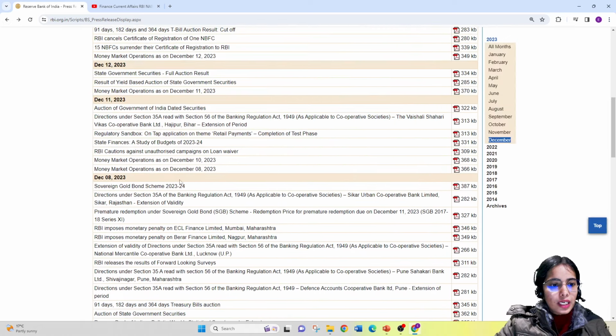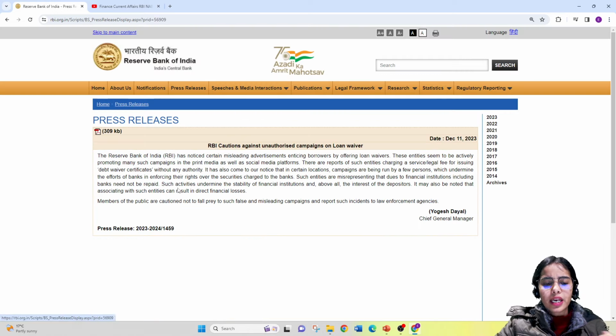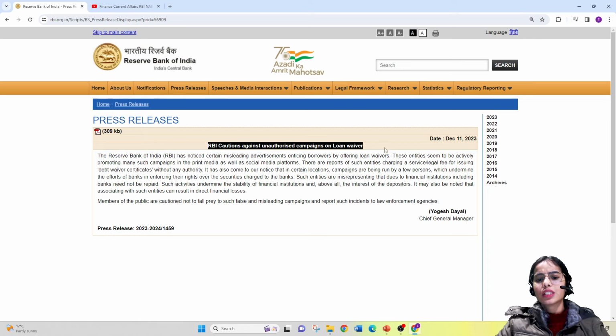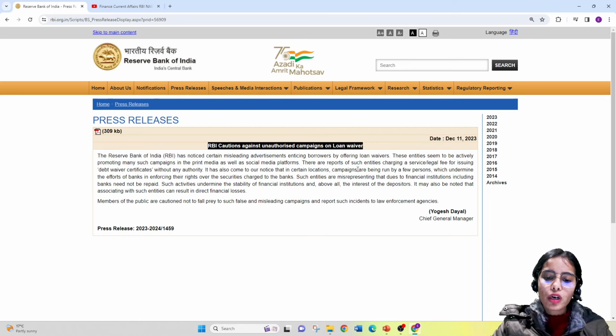Okay. Next, the operations are happening on a daily basis. Here you can see that RBI has cautioned against unauthorized campaigns on loan waiver. So you can read about it. There are not many facts provided, so it is not useful from the objective point of view, but you must know about this.